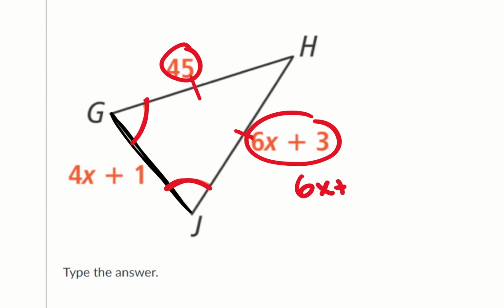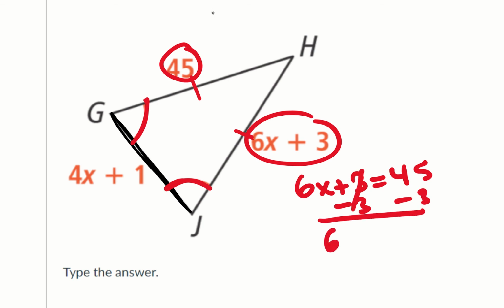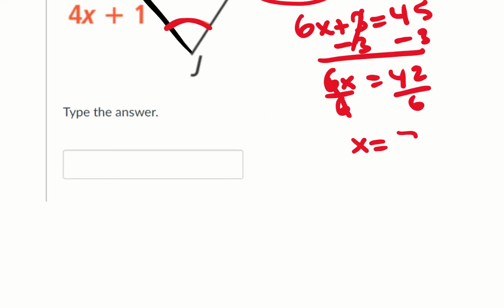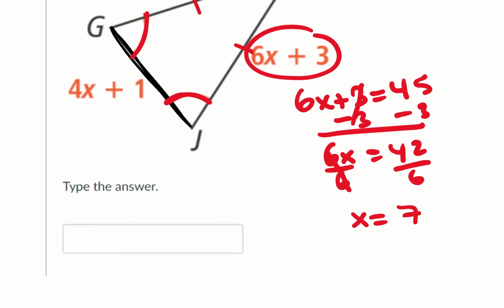So 6x plus 3 equals 45. Then we'll go ahead and subtract 3 on both sides. Do what we usually do to solve for x. Divide that by 6. So you get x equals 7. All right, so 42 divided by 6 is 7.